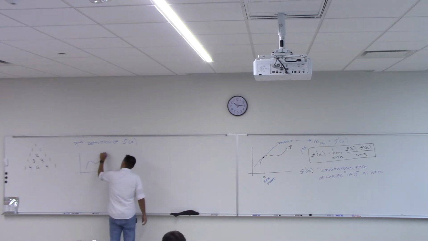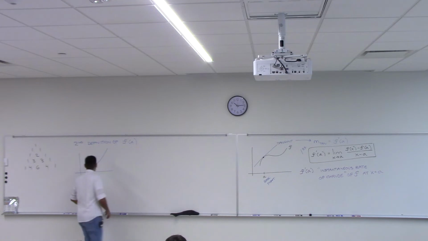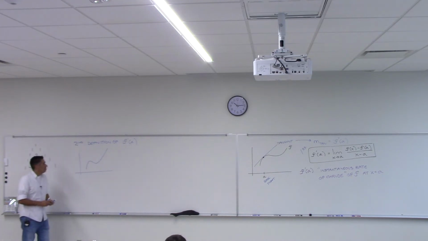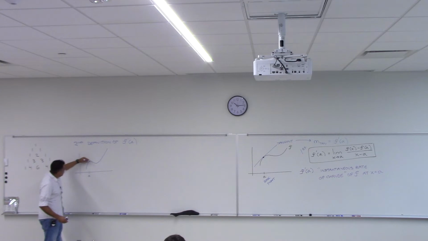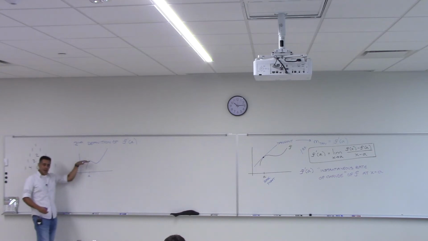We have some function, right? And we want to know the slope of the tangent line at some point A. So I'm still going to go to some point A. That's still going to be my base point. And I want to know what the slope of the tangent line is there.